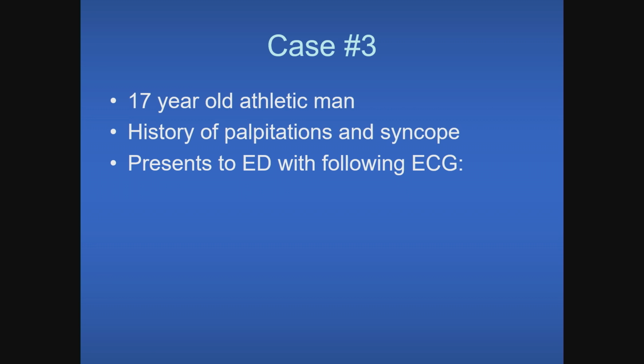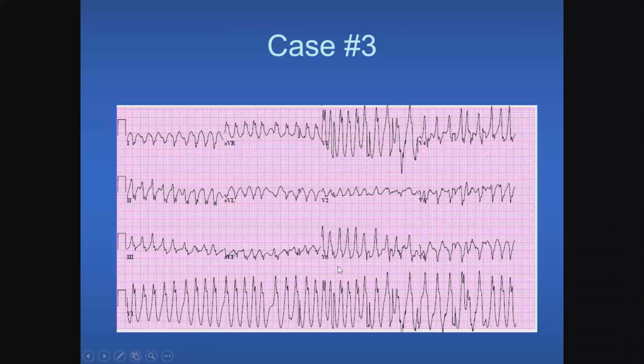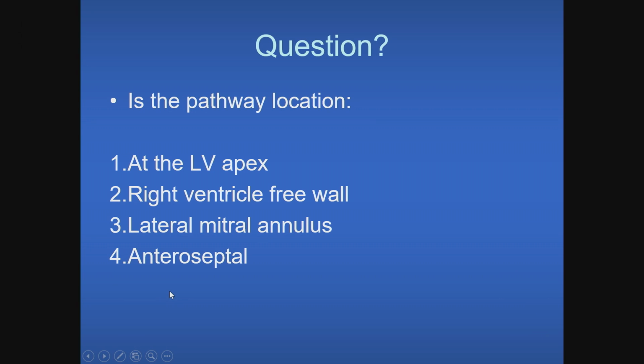And here's another case, a 17-year-old athletic man with a history of palpitations and syncope. He presents to the ED with the following ECG. Is the pathway location at the left ventricular apex, the right ventricular free wall, the lateral mitral annulus, or the anteroseptum?